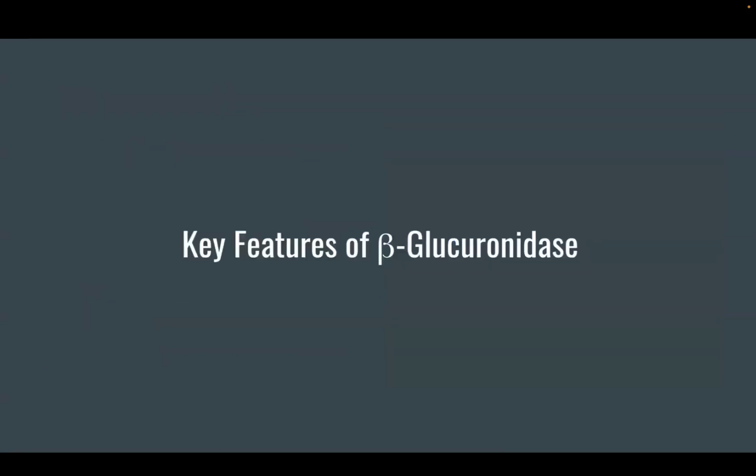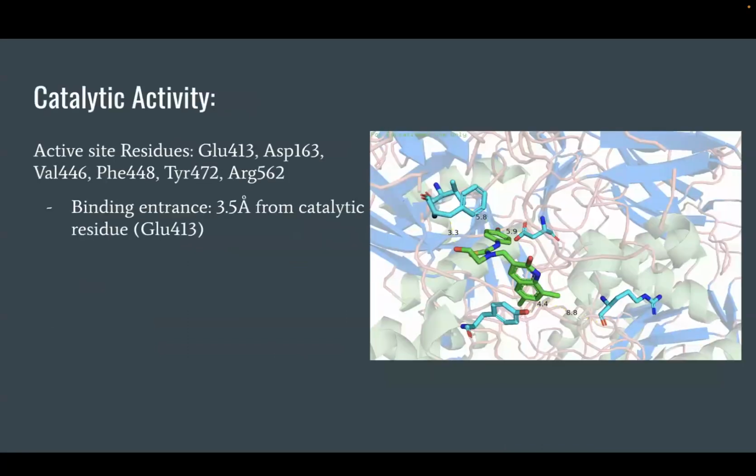Next, we're going to talk about some of the key features of our enzyme, beta glucuronidase. The first key feature is the active site of the enzyme. The active site is the part of the enzyme that directly binds to the substrate and carries out a reaction. It contains the catalytic groups glutamic acid, aspartic acid, valine, phenylalanine, tyrosine, and arginine that promote the formation of hydrogen bonds with the inhibitors. The picture to the right shows these residues and how they interact with the inhibitor used in the most recent study, with glutamic acid 413 being the closest to the inhibitor.